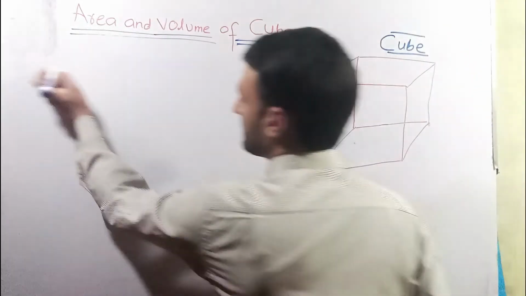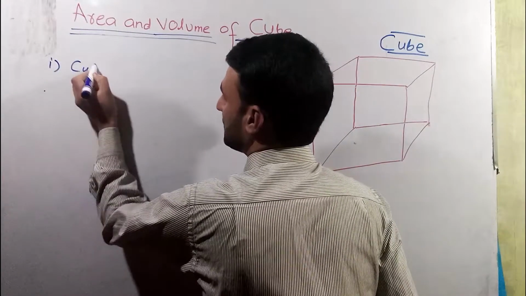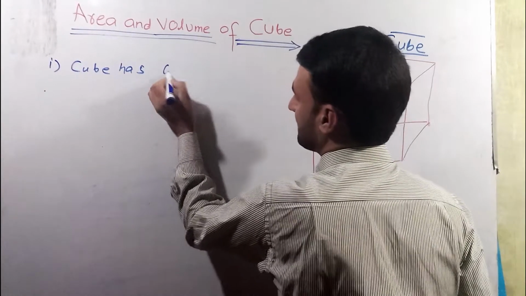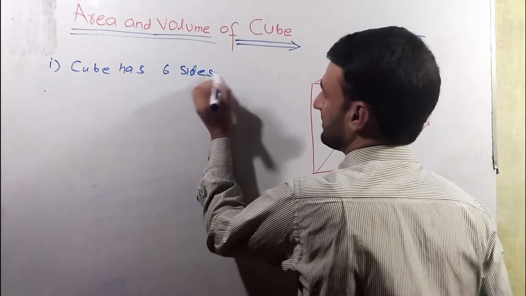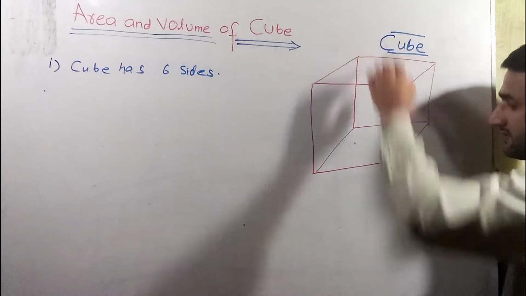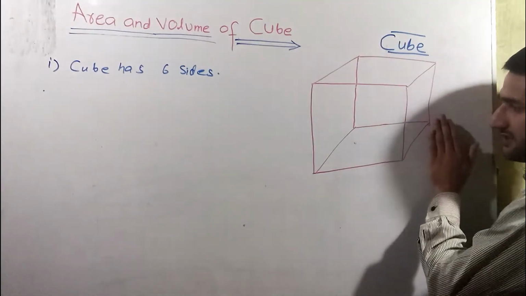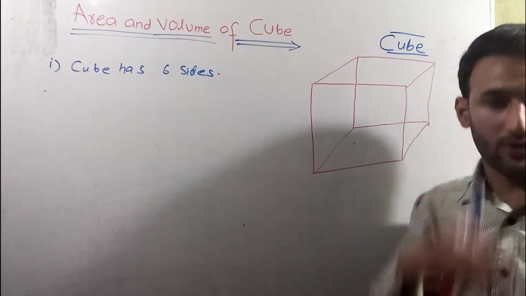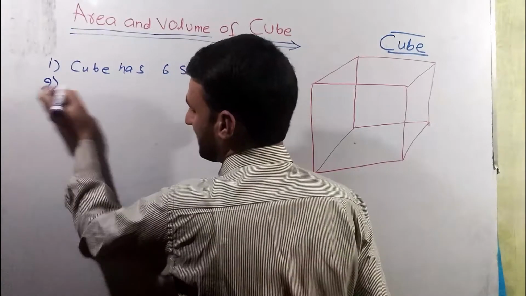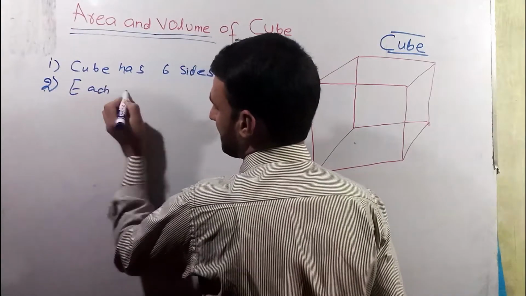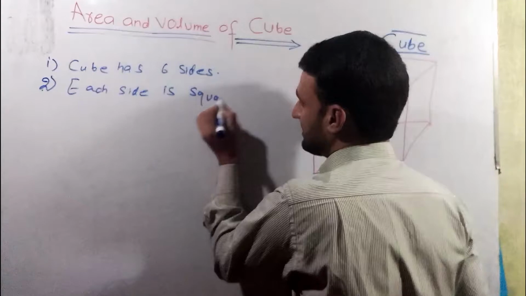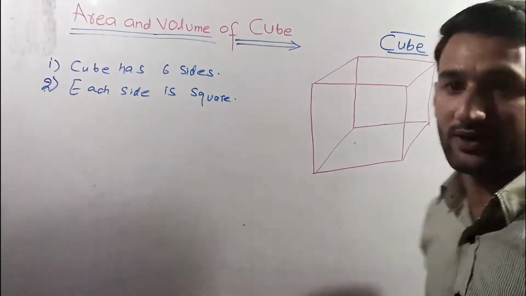A cube has six sides. Understand? Upward, downward, left, right, inward, and outward. Right? It has six sides. And the second and most important thing for a cube is that each side is a square. These are the two important conditions for a cube.